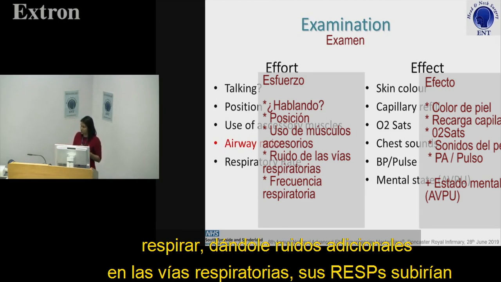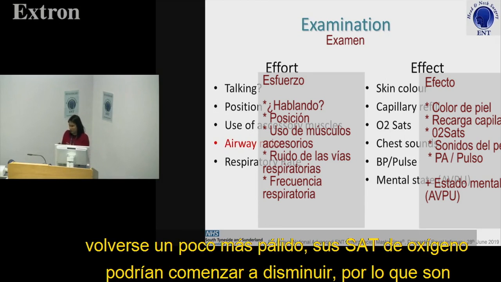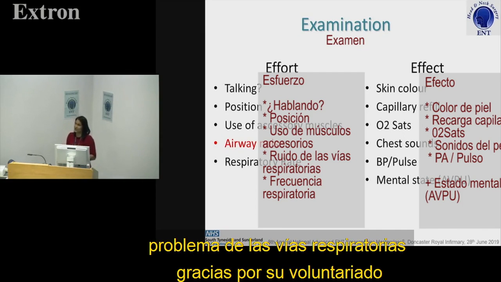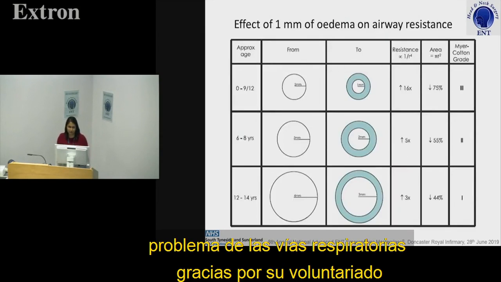Your respiratory rate would go up, you become a little bit paler, your oxygen sats might start falling. So these are the things that you want to look out for when you're examining somebody with an airway problem. Thank you for volunteering.